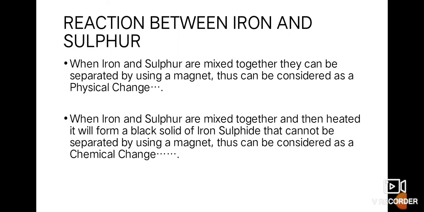But when iron and sulfur are mixed together and you heat them, at that time it is going to form a black solid. Now, this black solid is nothing but iron sulfide. Now, the iron sulfide that is formed, you cannot separate it from its mixture by using a magnet. Also, carbon disulfide is not used to dissolve the solid. Now, since you cannot get back the original substance and a new substance is also formed in the form of iron sulfide, thus it is a chemical change.